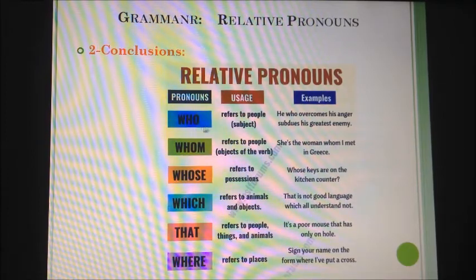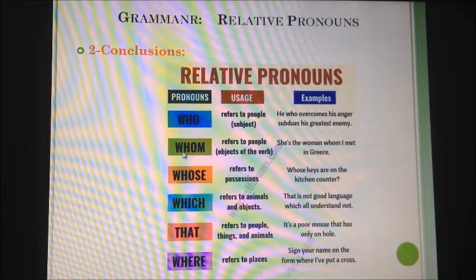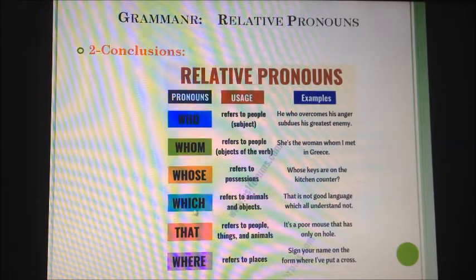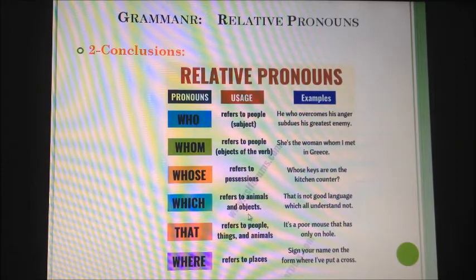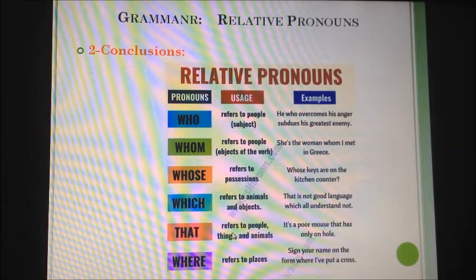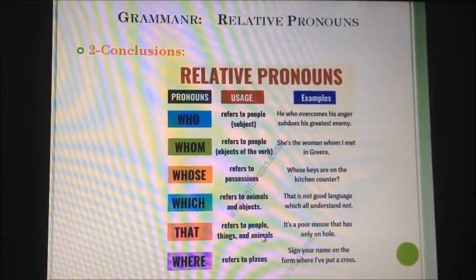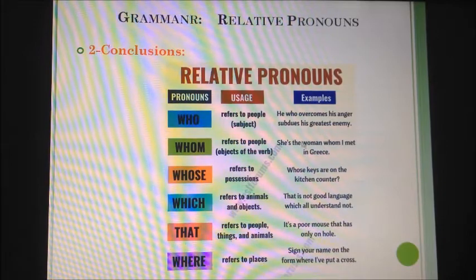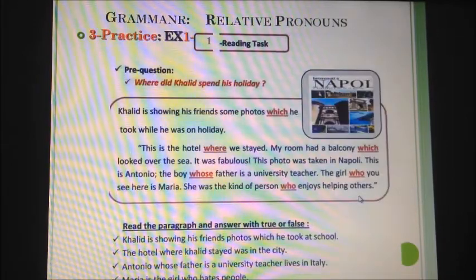So who is used when we are talking about subject, people. Whom when we are talking about object, people. Whose when we are talking about possessions. And which when we refer to animals and objects. That is used with people, things, animals, places, etc. Where refers only to places. You can read these extra examples. Now let's move on to practice.